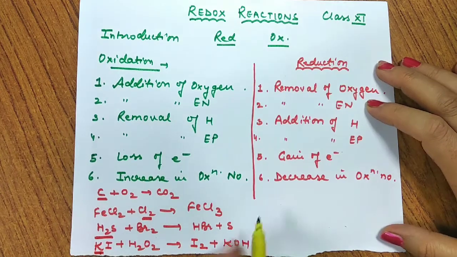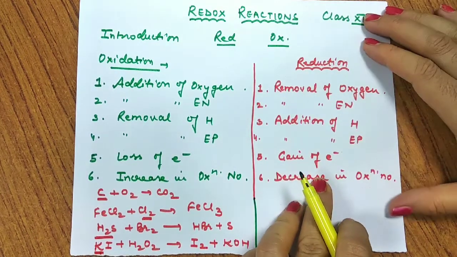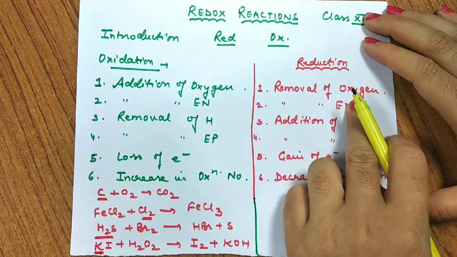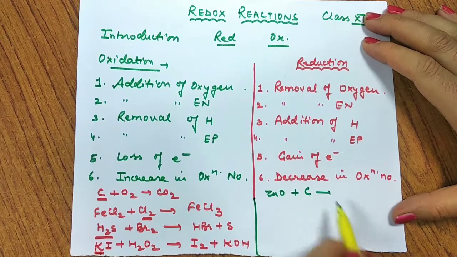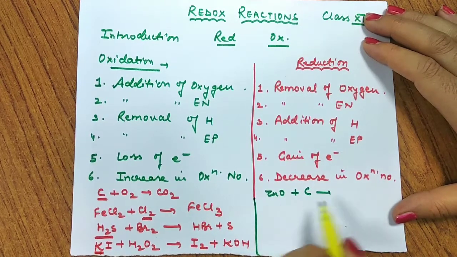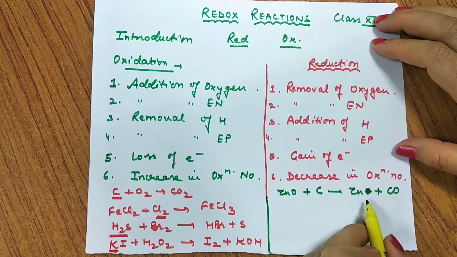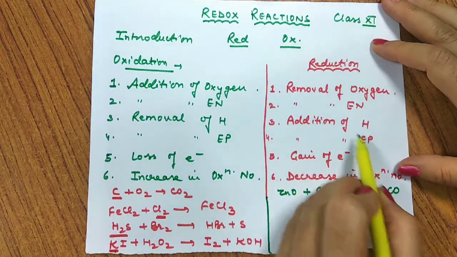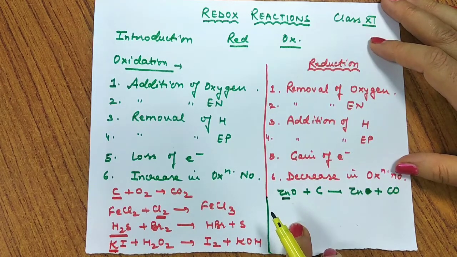Now we'll discuss what reduction is on the basis of these points. First is removal of oxygen. Let us take an example ZnO, which is heated with a reducing agent, say carbon or coke, and forms zinc. So there is removal of oxygen from zinc, so zinc undergoes reduction.